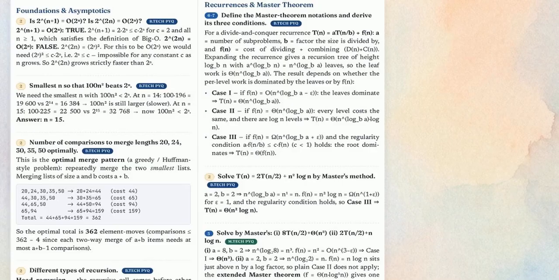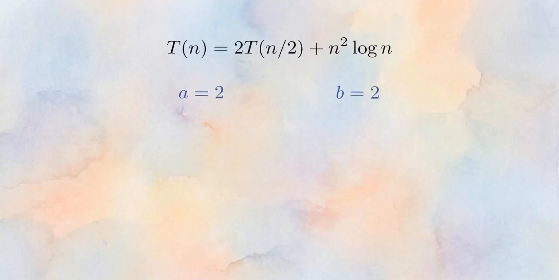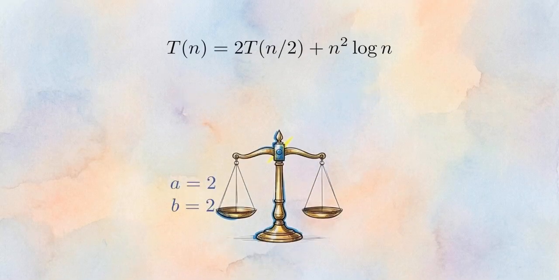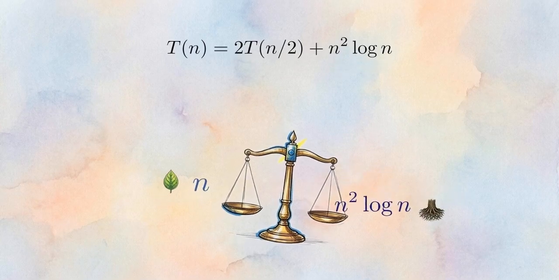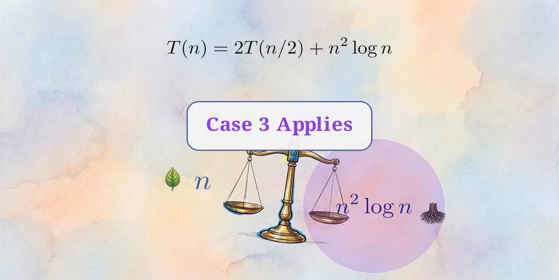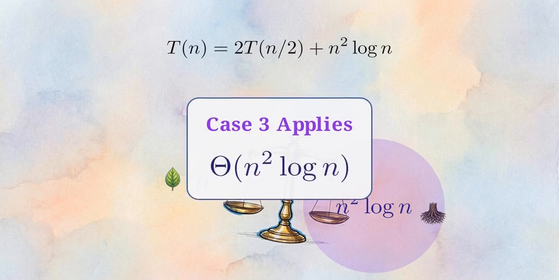Let's apply this scale to a real exam problem. We need to solve the recurrence T of n equals 2T of n over 2 plus n squared log n. First, we extract our variables. We have a equals 2 and b equals 2. Plugging those into our leaf formula gives us n to the 1. We compare this leaf weight of n to our root work, n squared log n. The root is polynomially larger, meaning case 3 applies, and our final complexity is theta of n squared log n.